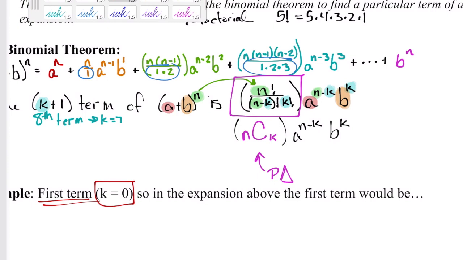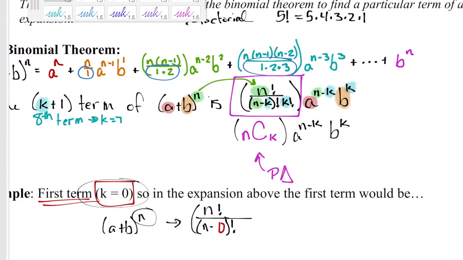So if I were to plug this into that general formula, I've been asked what is the first term of a plus b to the power of n. I can plug this into my situation. I know my k is 0, n we're just going to leave as n. That's totally okay. So we'll have n factorial over n minus k, and in this case our k is 0, and then k factorial.